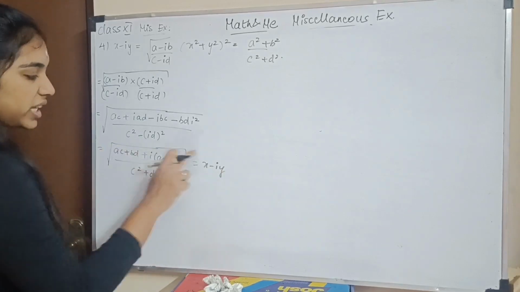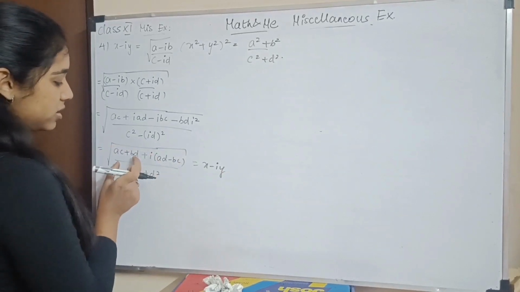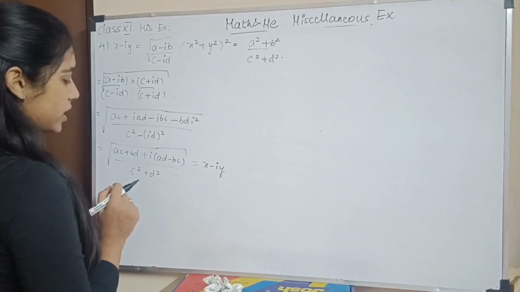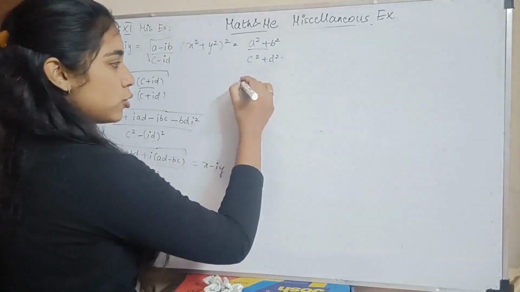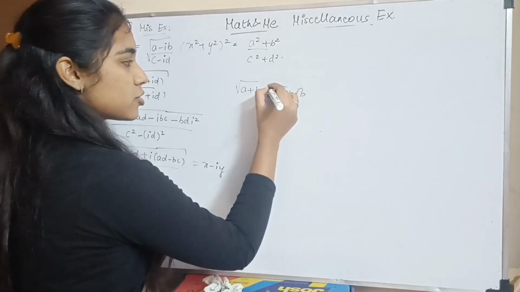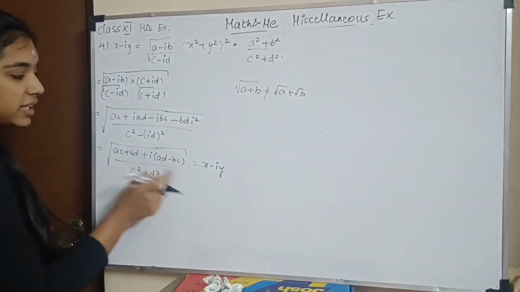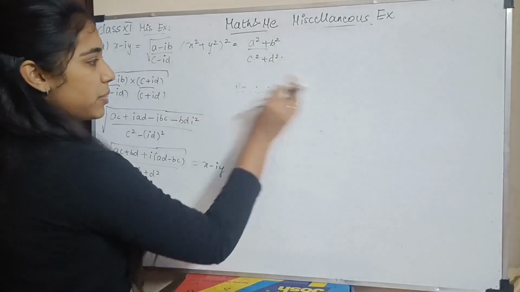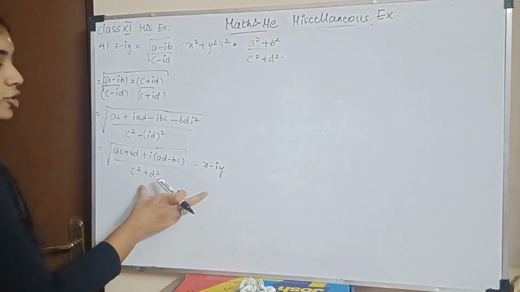If there were no square root, we could have equated the real part and the imaginary part. You cannot split the square root, right? Root of a plus b is not equal to root of a plus root of b. This is not true. So you can't split them and equate the real and the imaginary parts. So what am I going to do? Now I'm going to square on both sides.